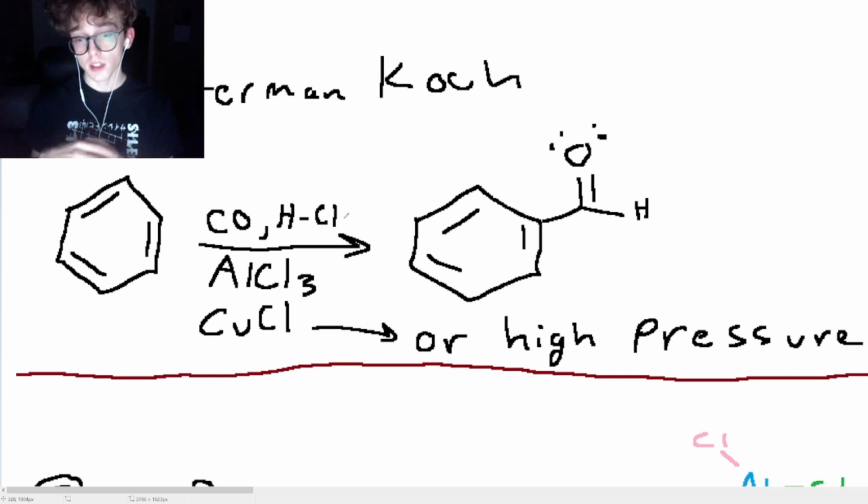It's a Lewis acid. That's how it reacts in this reaction. We won't really see it in the mechanism implied, but it is there helping. And if you don't have copper chloride, you have to do the reaction under very high pressures. So copper chloride is very important to this reaction.